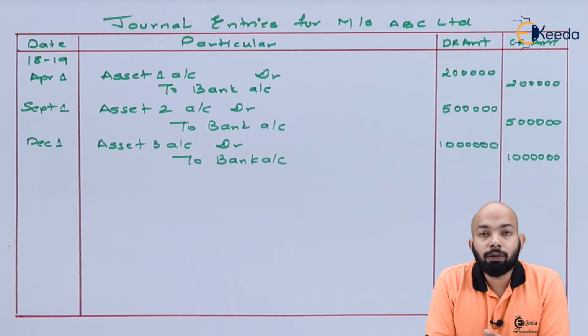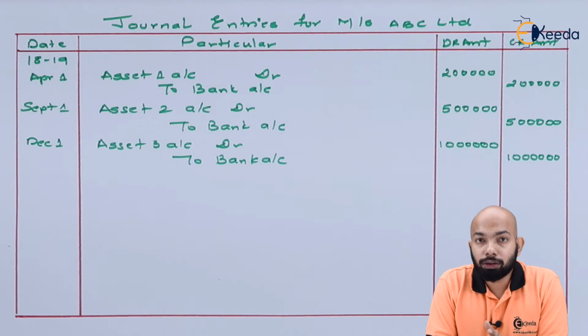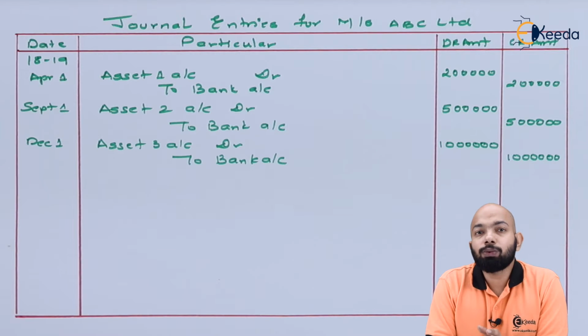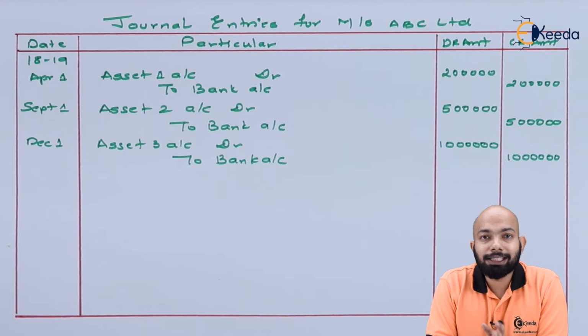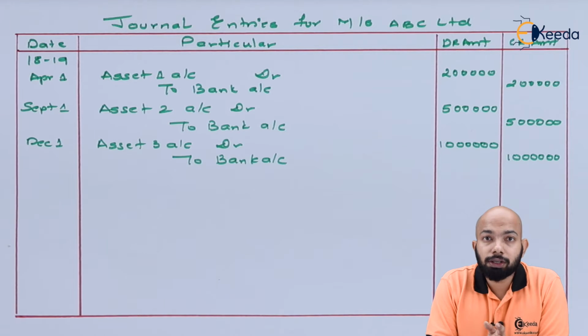Now on 1st of December, we procured the third asset, hence the entry will be asset account debit to bank account, 10 lakh rupees. Again, this will be a procurement of an asset, hence bank account has been credited as it is reducing the balance of the bank. Now, at the end of this specific year, there are no specific transactions apart from the depreciation. Hence, we'll go ahead and straight away provide the depreciation transaction, which will be on 31st March.